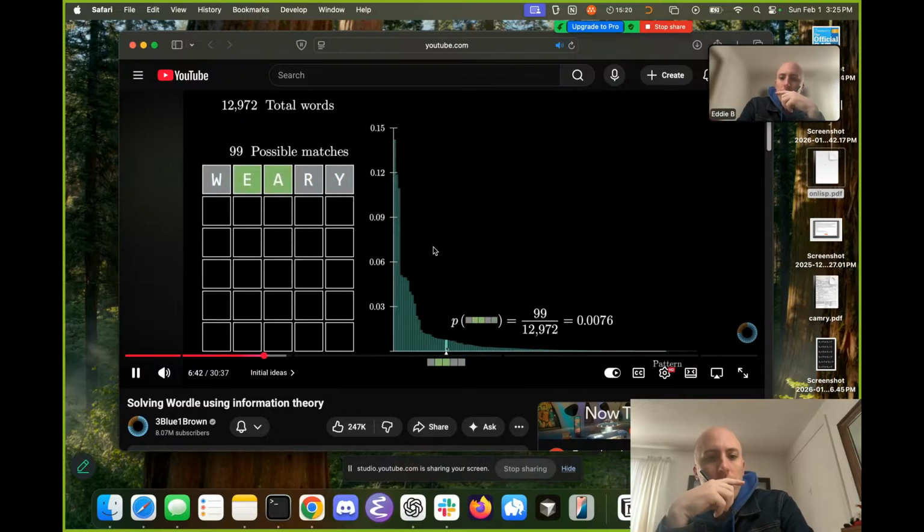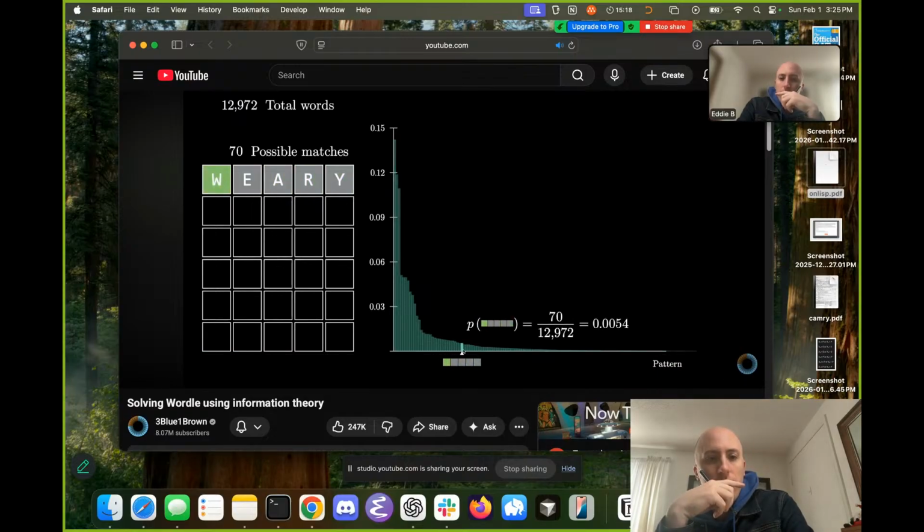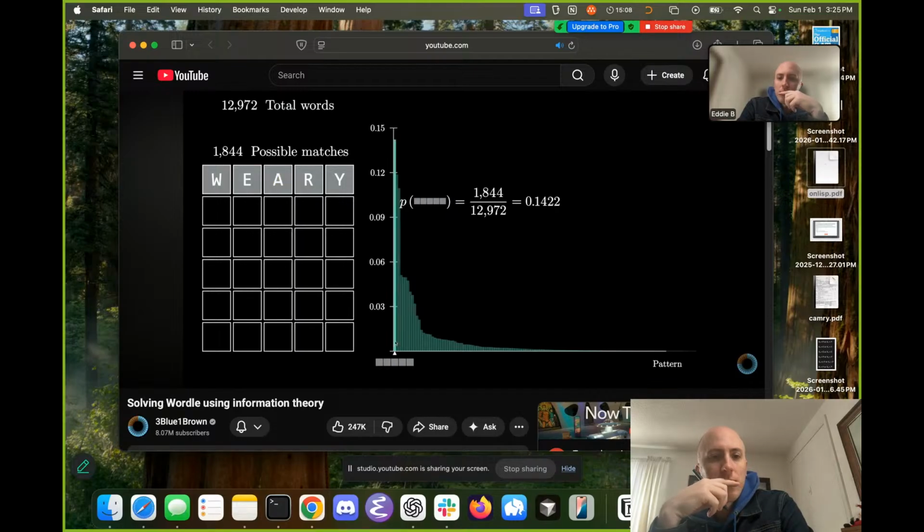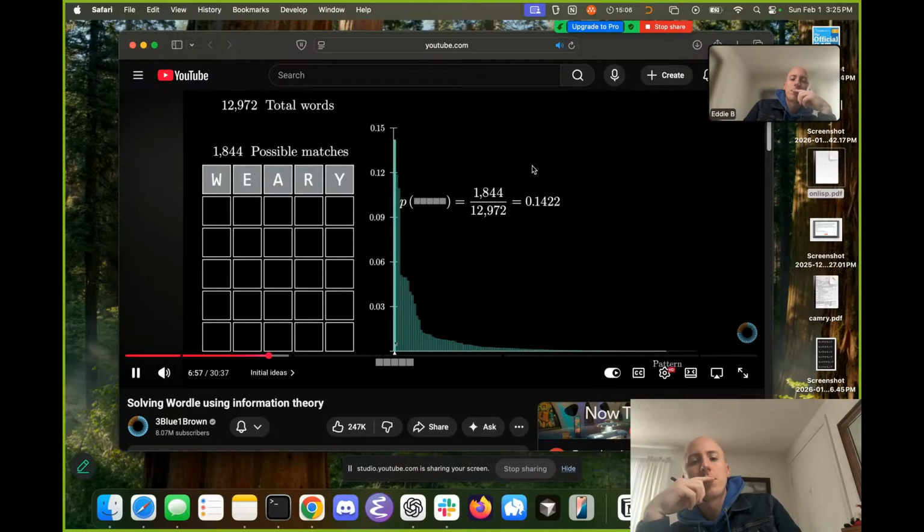So each bar that you're looking at corresponds to a possible pattern of colors that could be revealed, of which there are 3 to the 5th possibilities, and they're organized from left to right, most common to least common. So the most common possibility here is that you get all grays. That happens about 14% of the time.